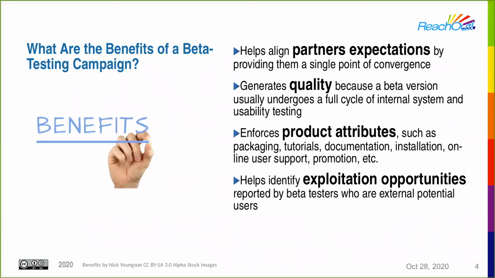Beta testing campaigns have a number of benefits, and there are four listed here that we'd like to highlight. First of all, in a collaborative research project, it helps align the partners' expectations. Why? Because the object being tested, the beta version, is a point of convergence of some of the results, and being able to show the results of the campaign helps align the partners about what they expect from the feedback.